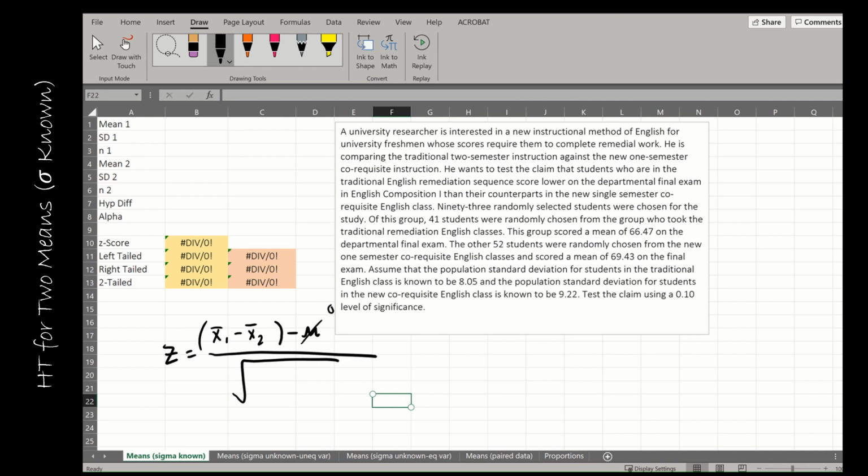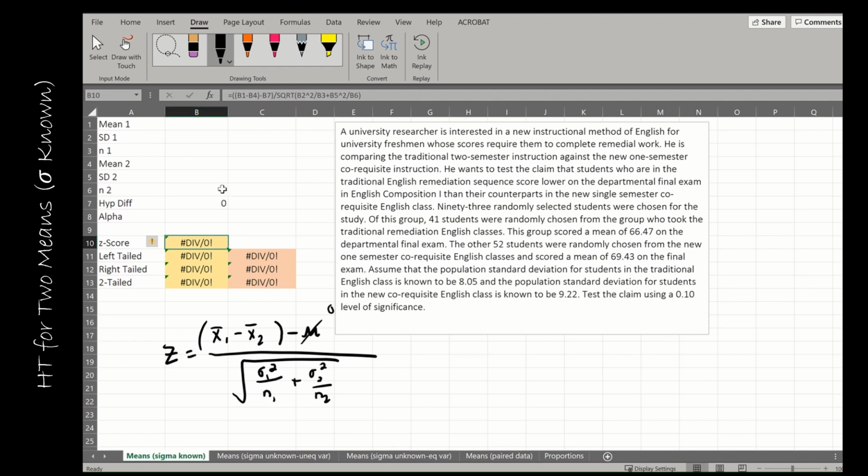And the standard deviation for means with sigma known is just like we did before. We're going to find the variance of the first divided by n1 and the variance of the second divided by n2, and then take the square root of that to turn it back into a standard deviation. So as you can see in my z-score formula, I've said, okay, take B1 minus B4, that's the first mean minus the second mean, and then subtract the hypothesized difference, or mu. Typically, like I said, this value is going to be 0. And then the standard deviation is the square root of B2 squared divided by B3, so the first standard deviation divided by n plus the second standard deviation divided by n, and of course the square root of that sum.